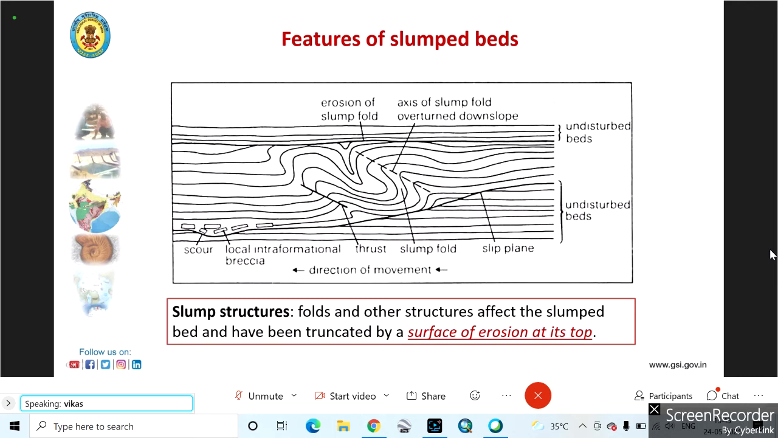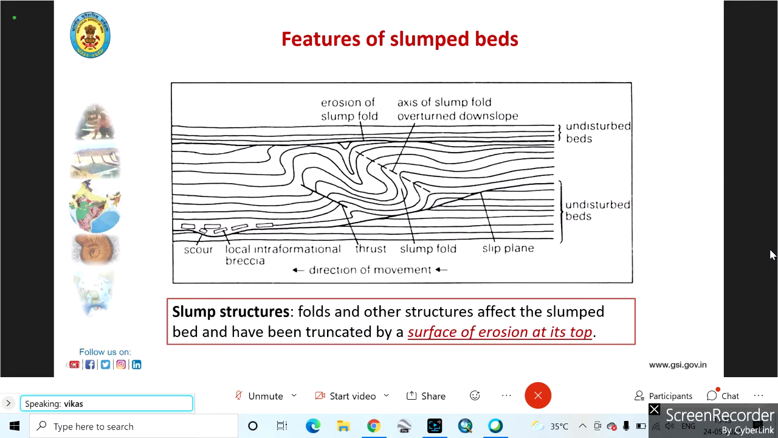It's not deformed. So such type of disharmonic folds you will be seeing, and a number of faults will be generating there. You will also be able to see some erosional planes, where it will be cutting the fold part. You can notice in the upper part, they have been cut through. These are some erosional planes.